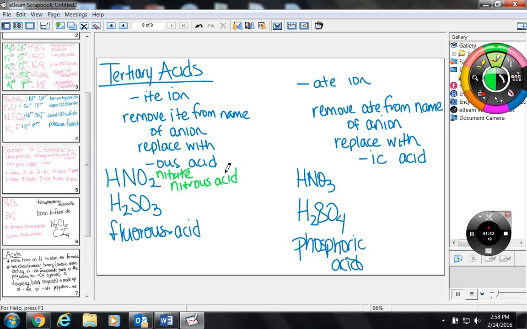H2SO3. SO3, if I look at my sheet, is sulfite. Sulfur compounds are weird. I have to put the ur back in. Sulfurous acid.